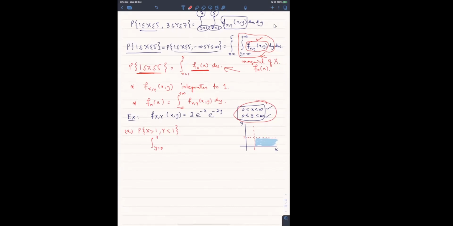So y going from 0 to 1 and x going from 1 to infinity, क्योंकि x can be all the way up to infinity, joint PDF को integrate करते हैं 2e to the minus x e to the minus 2y dx dy, and you are done. And the integration is not any difficult than a single integration को 2 दफा कर दें. ये बिल्कुल आसान integration है.